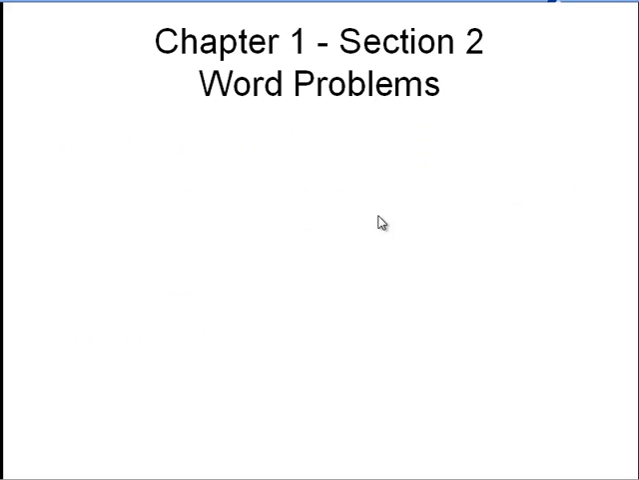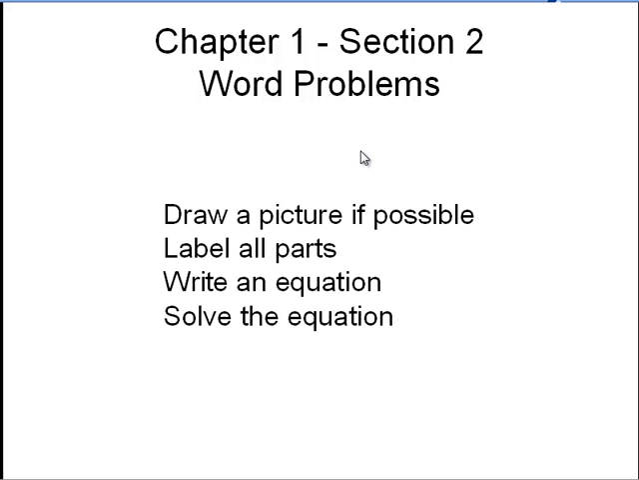Now when we get to section 2 of chapter 1, we're working with word problems. And whenever you have a word problem, what you need to do is read through the problem and then draw a picture if at all possible. And it usually is; you're drawing triangles or squares or rectangles, some geometric shape that you have information on. Then label all the parts with the numbers that they give you, and the missing parts, call them x or y, whatever variable you want to use. Then write an equation.